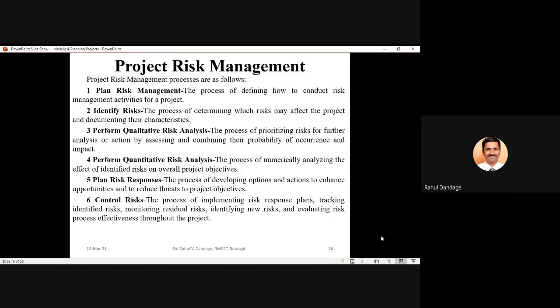actually implement whatever risk responses you have planned. Then you should go for tracking whatever risks you have identified, whether they are really occurring in your project, whether they are really emerging in your project activities. When you have identified the risks, you must have estimated when those particular risks are going to occur and what will be their effect.